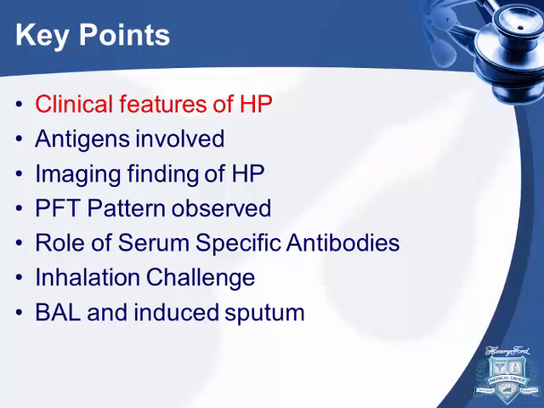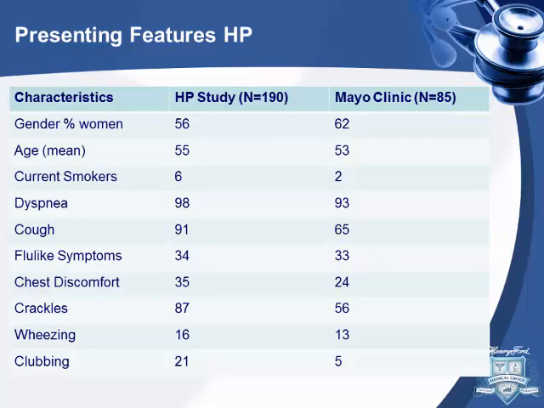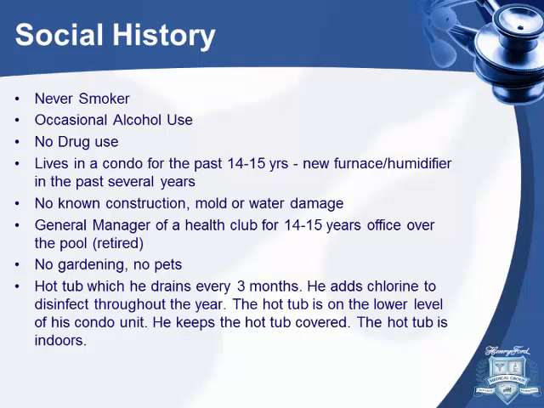So, key points about clinical features. This looks into the major cohorts we have. We have the HP study, which I'll be talking about a lot during this talk, and Mayo Clinic, which looked at all their HP patients and found that dyspnea and cough are very common, as expected, along with flu-like symptoms and chest discomfort. In terms of physical exam, crackles and wheezing, and some clubbing as well, might be present. Again, these are very non-specific, but these are some of the common features that they might present with.